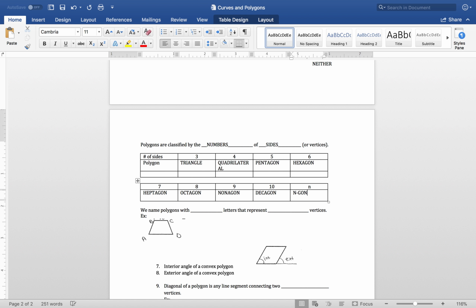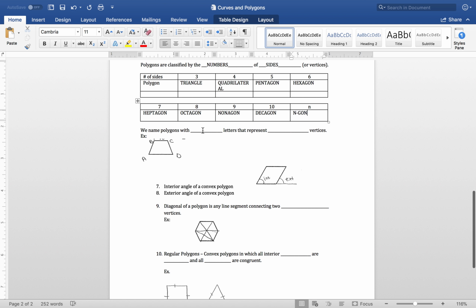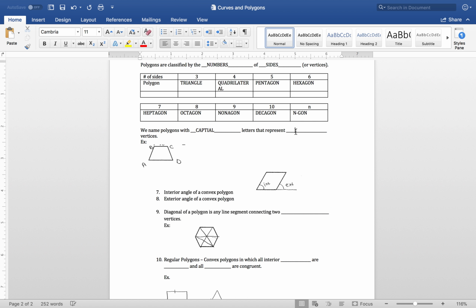And then past that, we call them n-gons. So a 17-sided shape doesn't have a special name. We just call it a 17-gon. To name these polygons, we name them with capital letters. And those letters are written in consecutive vertices. So I've got my quadrilateral here, and I'm going to call it A, B, C, D. So we're going to go in alphabetical order. Don't switch around. That's what we mean by consecutive.